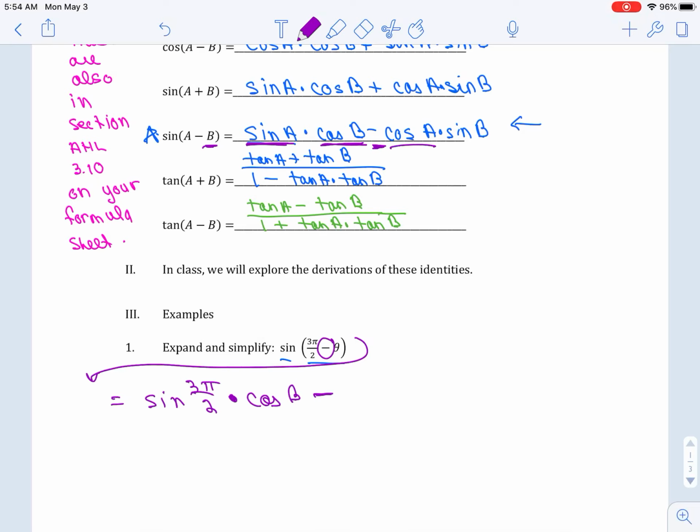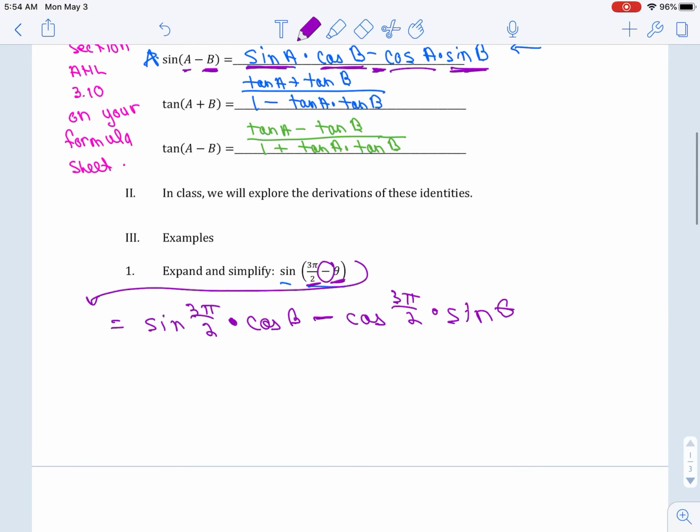And then we need cosine of a. Well, a again is the first angle, and that's 3 pi over 2. So now we need the cosine of 3 pi over 2 times, and then the last part of the formula, we need the sine of b. Well, b is just the second angle, which is theta. So we need sine theta. So now it's a matter of going through and simplifying it as much as we can.